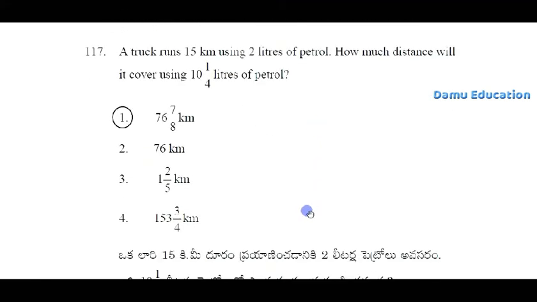A truck runs 15 kilometers using 2 liters of petrol. How much distance will it cover using 1 by 4 liter of petrol? 7 7 by 8 kilometers.